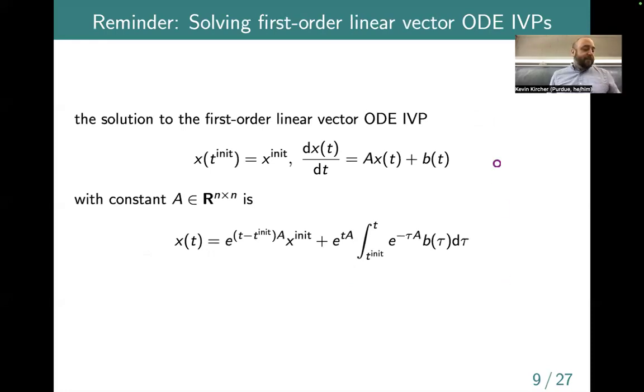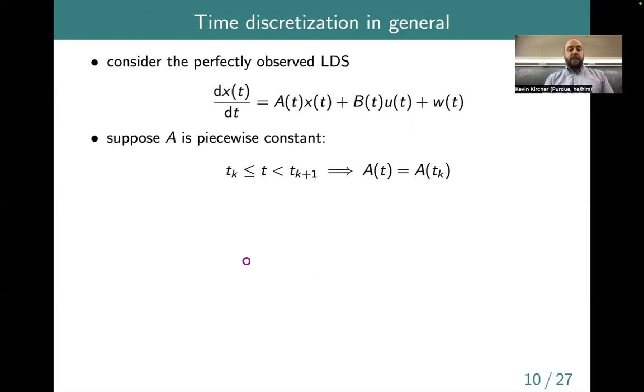Okay. So talking about time discretization here in the case of first order linear vector ODE IVPs. These are the things that we just talked about in the previous slide deck at the beginning of this class. So if this thing here, A, is constant, we just talked about how we can write down the solution to this initial value problem using the matrix exponential. And we're doing that here.